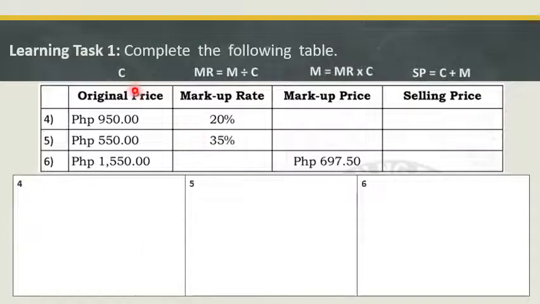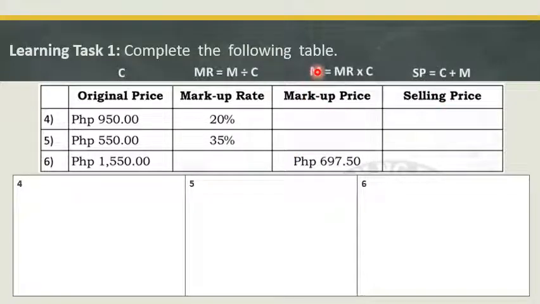Next, for learning task 1 pa din. So, 4, 5, 6 naman to. So, dito naman is yung markup. So, ang original price, ito yung nag-stand as C. Ang markup rate is MR. Then, ang markup is M. And yung SP is yung selling price. So, sa number 4, ang hinahanap is markup price at saka selling price.